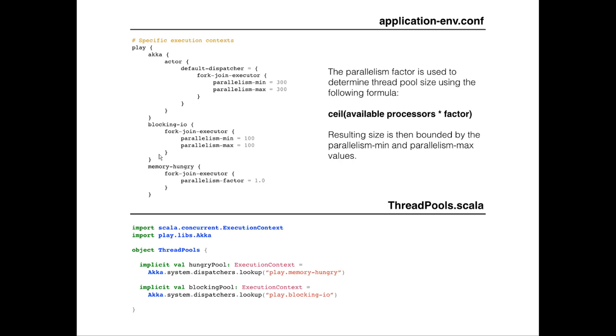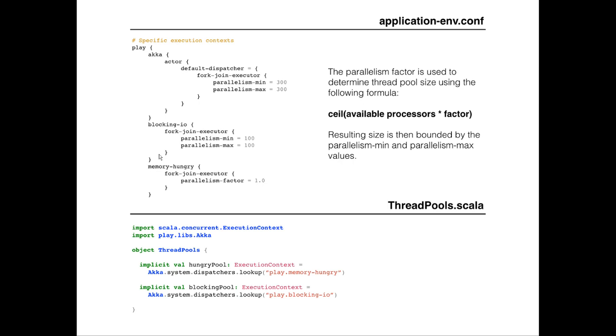But in other cases, it's better just to let Play handle it based on the number of available processors. So if you have some memory-hungry operations, maybe you don't want to have too many threads available to handle those. Maybe it's a little better to block rather than run the risk of running out of memory.